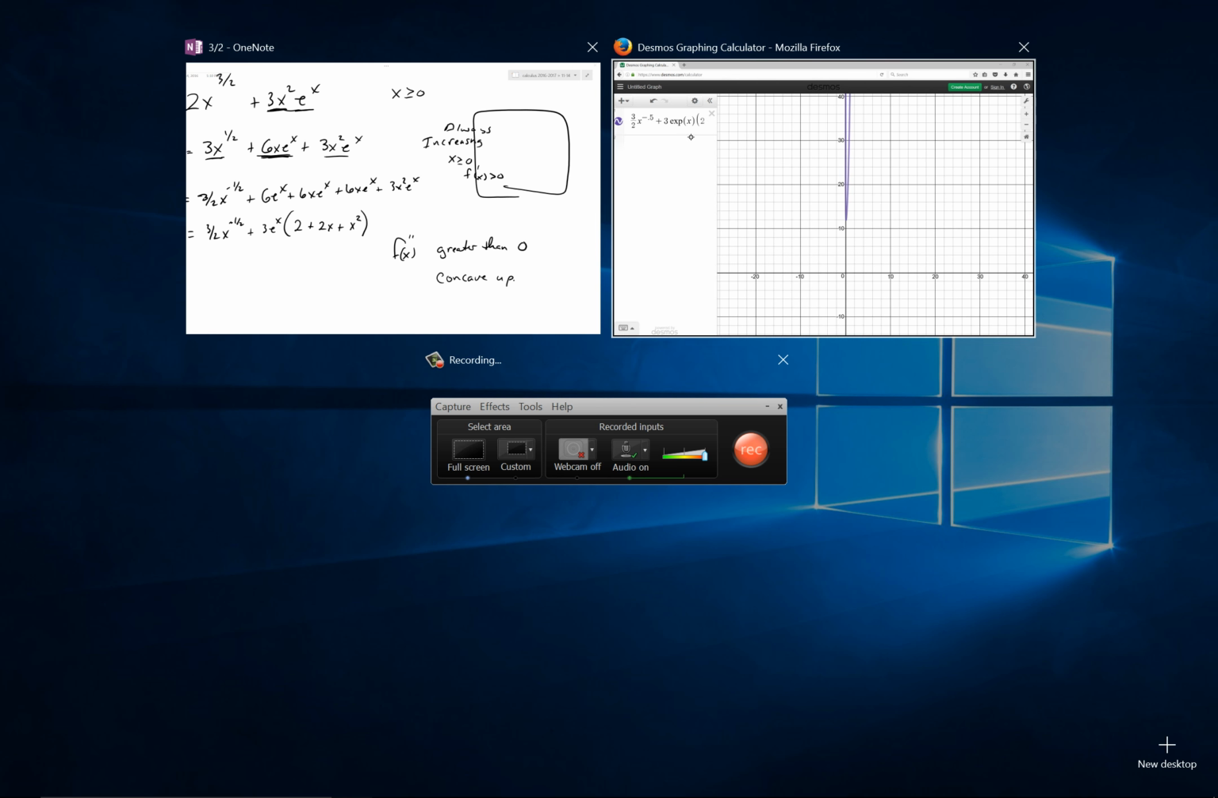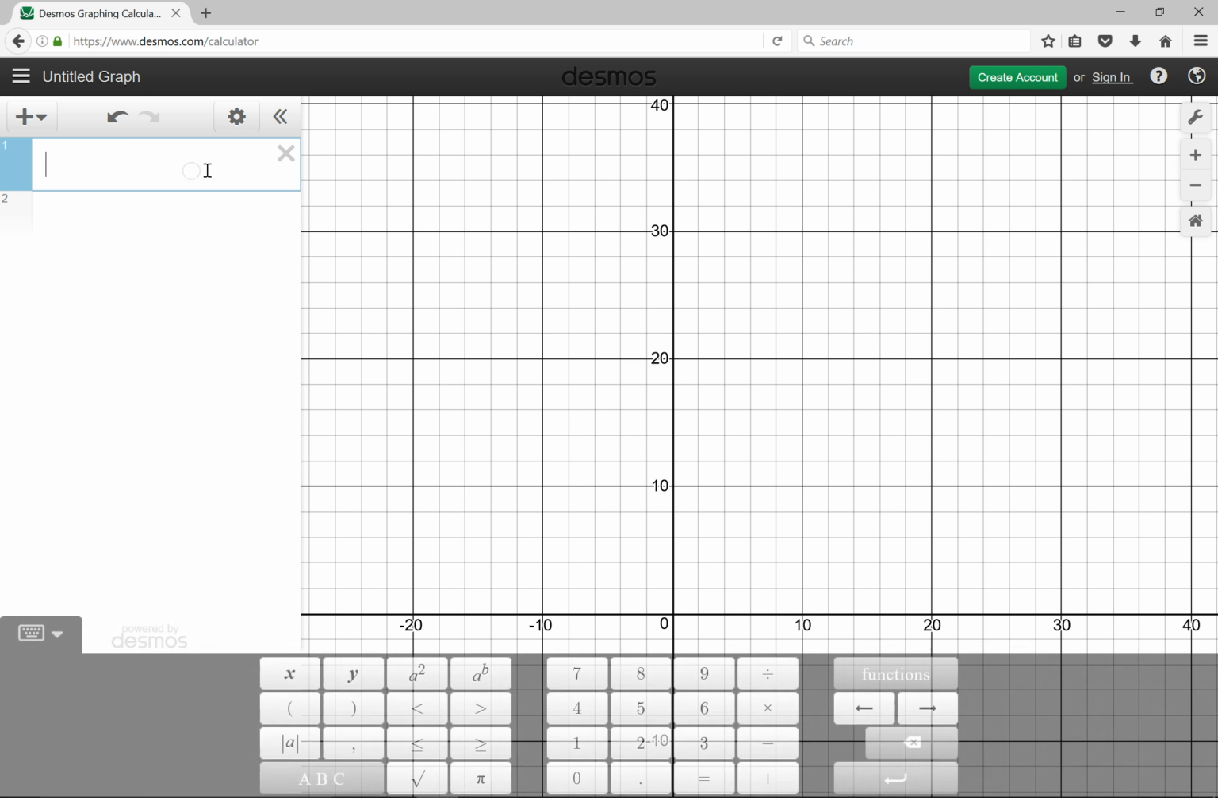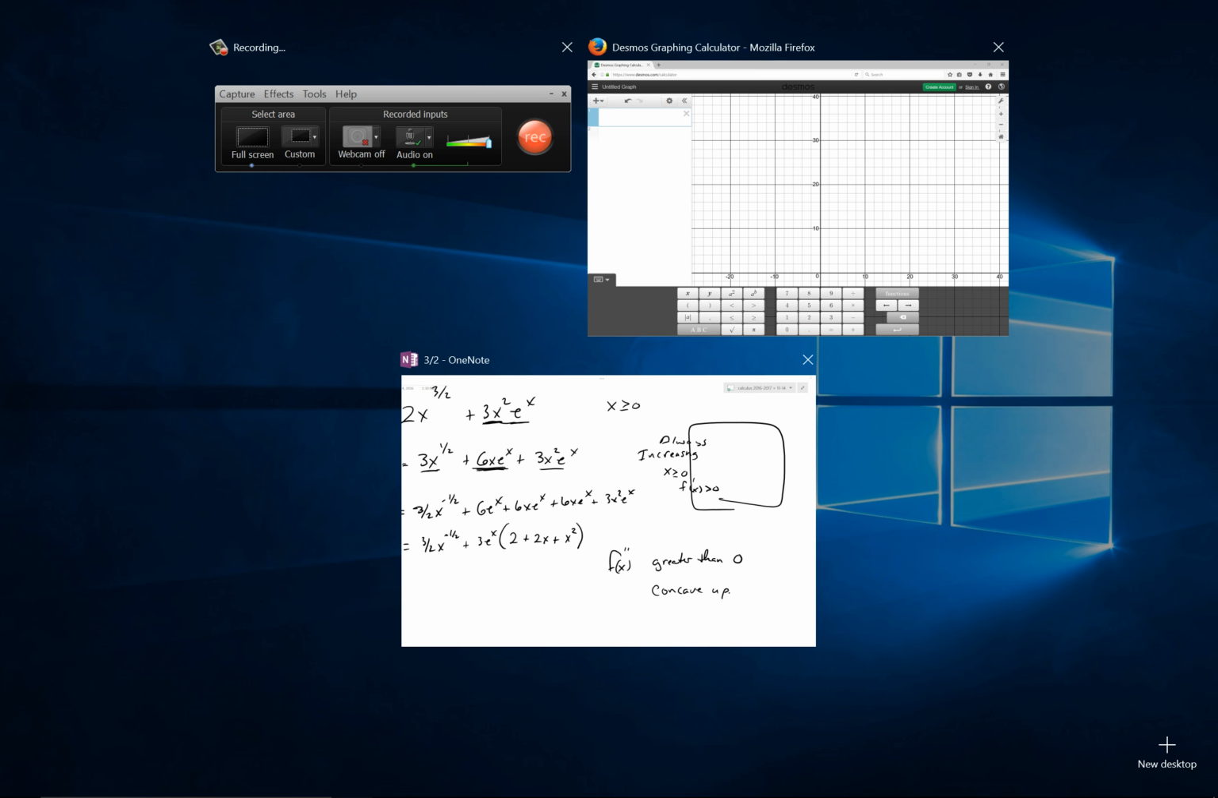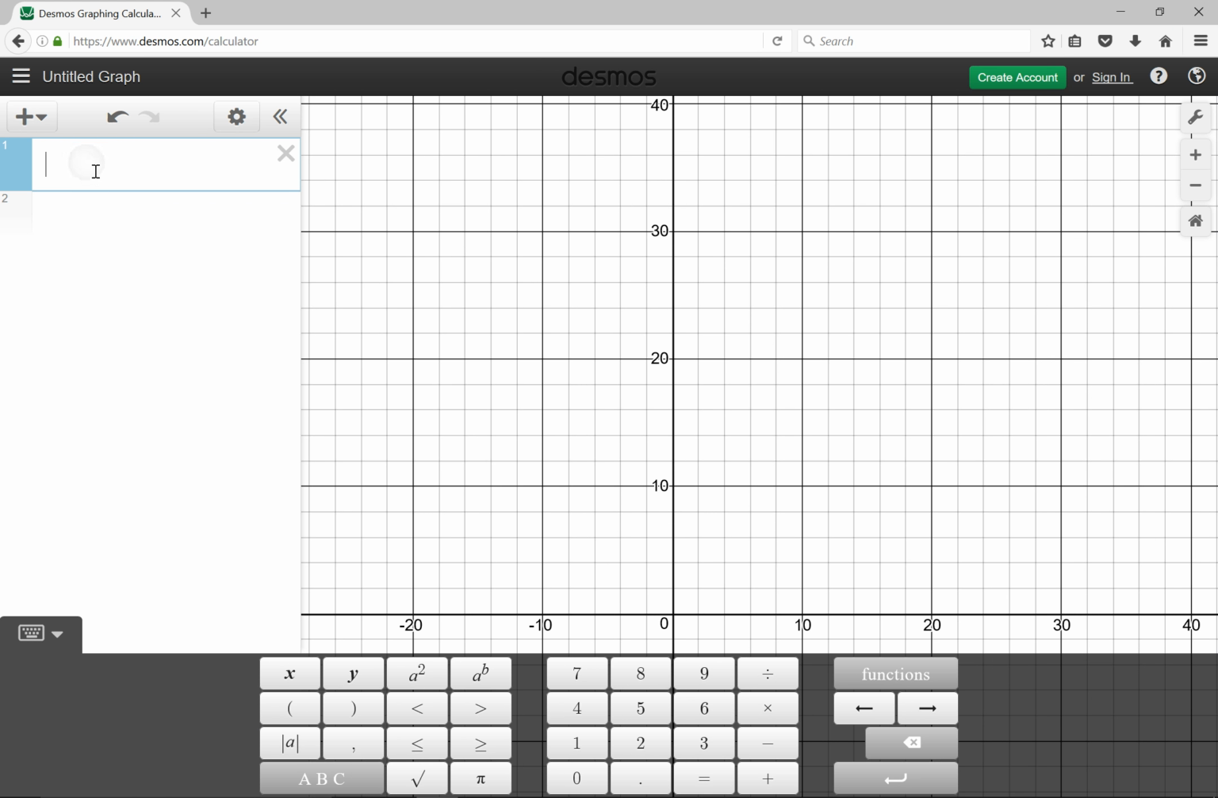So, the original function was what? Read it to me. What was the original function? 2x squared? I forget what I wrote. 2x to the 3/2? Oh, that's right. 2x to the 1.5 plus 3x squared e to the x. Dude, look at that sucker. Mr. Groom, does it have any minimums? No, it's always increasing. Does it have any points of inflection? You know it doesn't have any points of inflection.